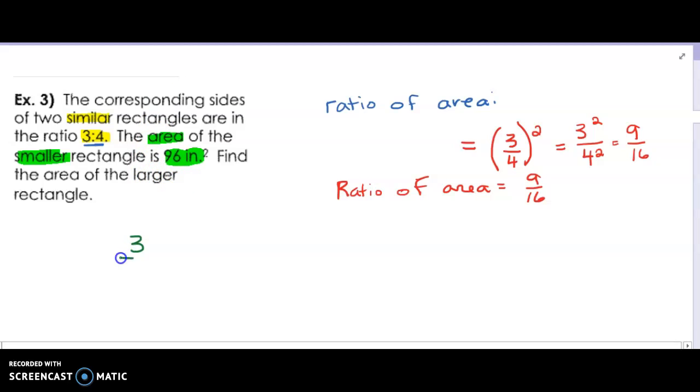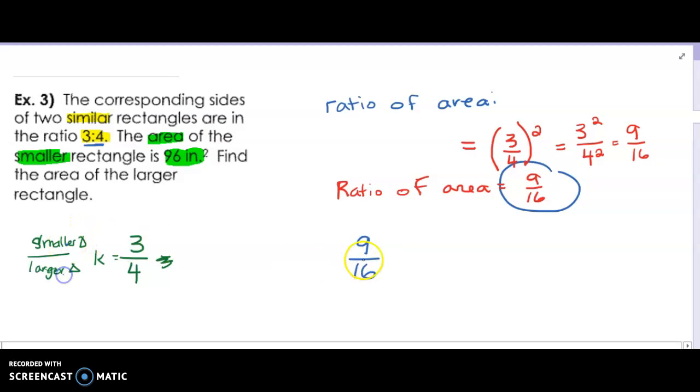Now I want to set up a proportion to find the area of the larger rectangle. The 3 here, guys, is obviously the smaller over the larger, and this is our scale factor. So the ratio of the area is 9 over 16, smaller over larger, equals the area of the smaller, which is 96, over the area of the larger, which we don't know. I'm just going to say that's A. Now we should be able to solve this.